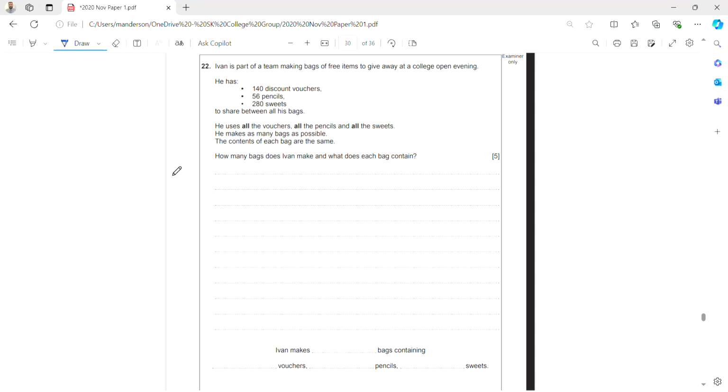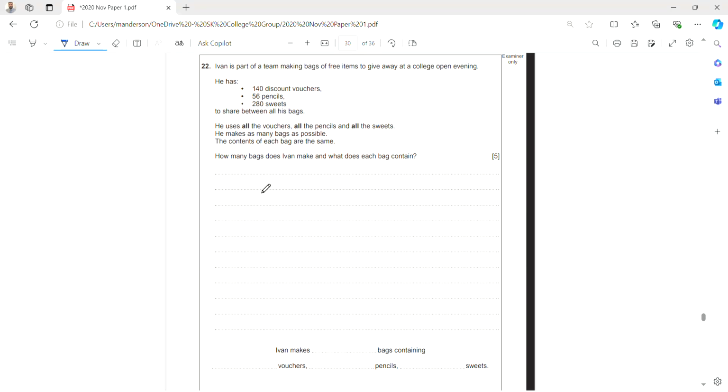Okay, so final part of this Edexcel exam paper. Question 22. Ivan is part of a team making bags to give away. You have 140 discount vouchers, 56 pencils, and 280 sweets to share in all his bags. He uses all the vouchers, all the pencils, and all the sweets. He makes as many bags as possible. The content is the same in each bag.